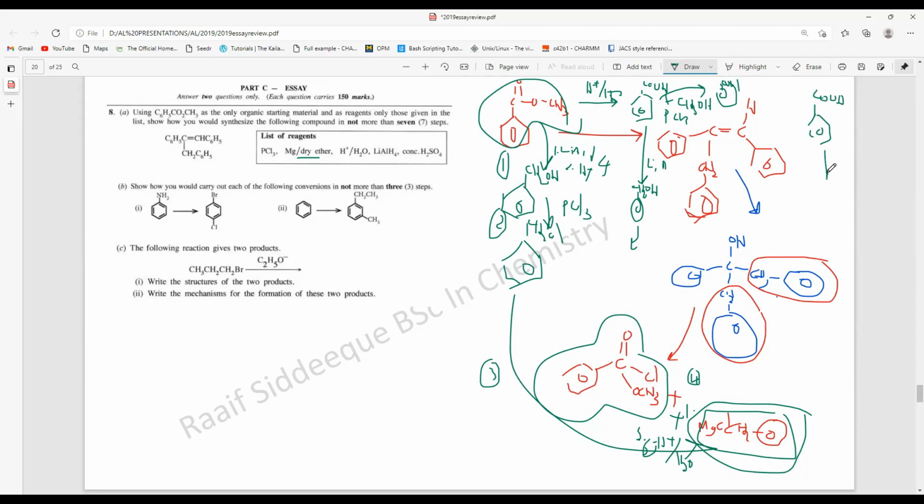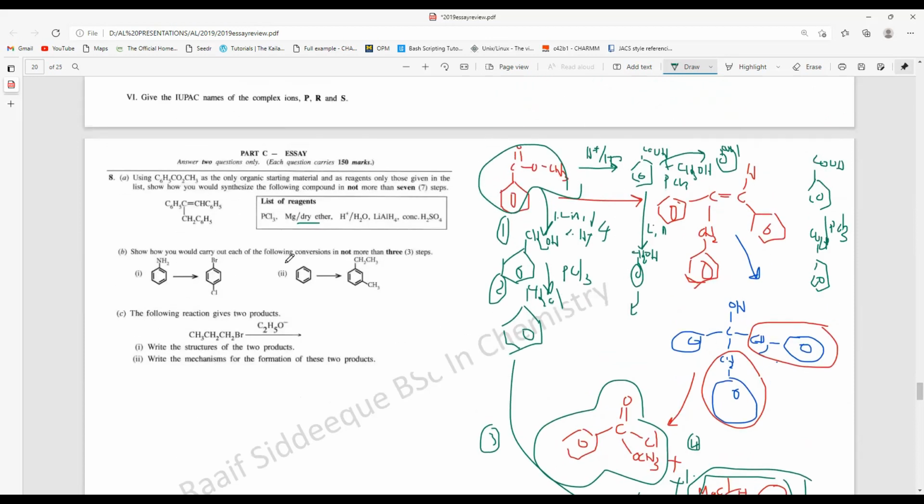This one. So you add PCl3 to get the acyl chloride, COCl. Then you can add this Grignard to this one. It will attack twice. This is a very simple, easy question. Not hard. So see the approach.